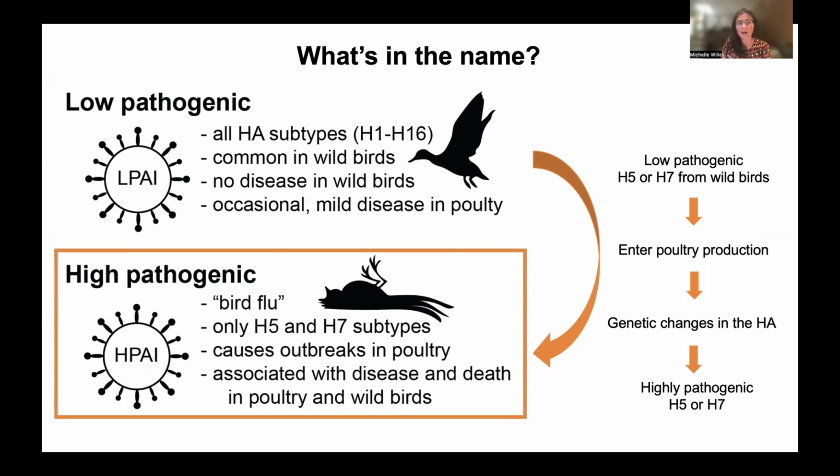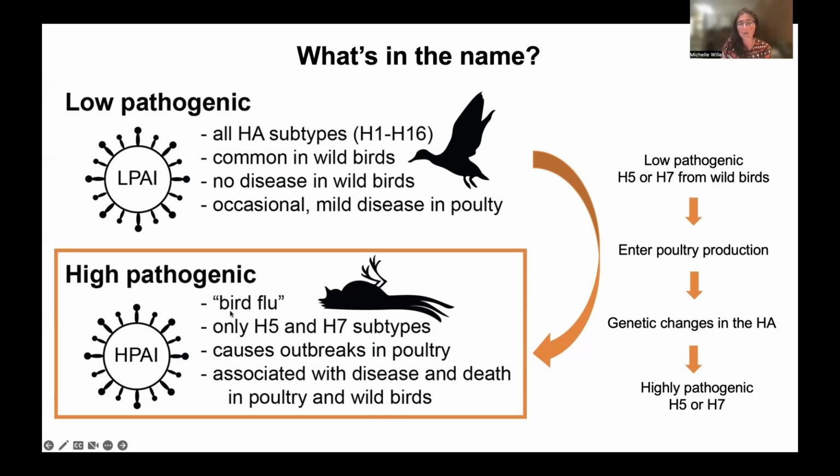This is in contrast to highly pathogenic avian influenza viruses, which is what we're discussing today. These viruses comprise only the H5 and H7 subtypes. They have caused outbreaks in poultry and are associated with disease and death, both in poultry and in wild birds.